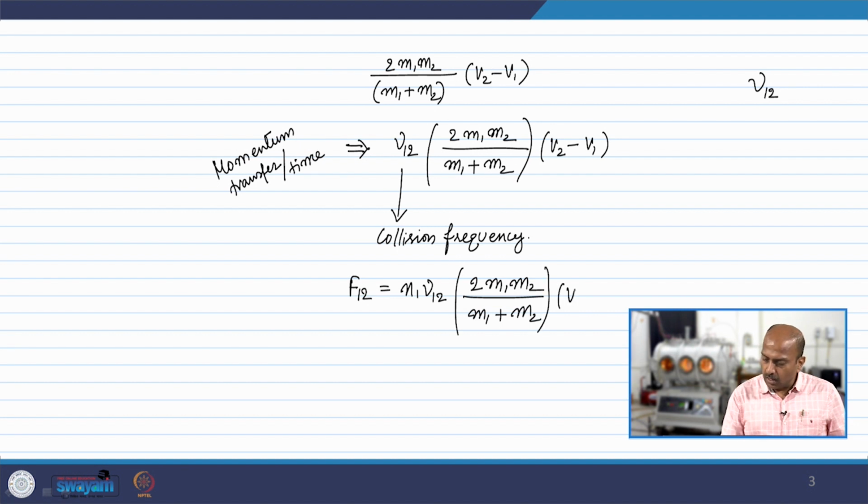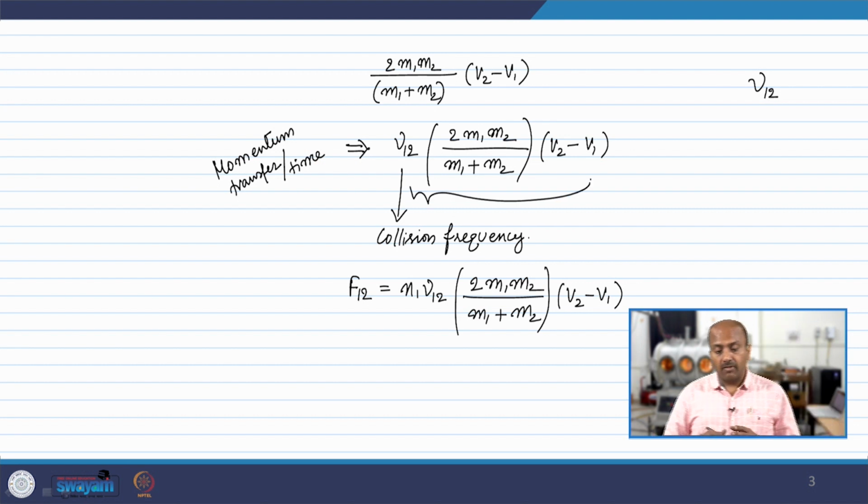You can derive these relations by simply using the law of conservation of momentum. So, this is the force. What is N1? N1 is the number of particles in class 1 per unit volume, times this average amount of momentum transfer. When you multiply with the number of particles, you get the force that is exerted on species 1 when they collide with species 2, and this is the force per unit volume.